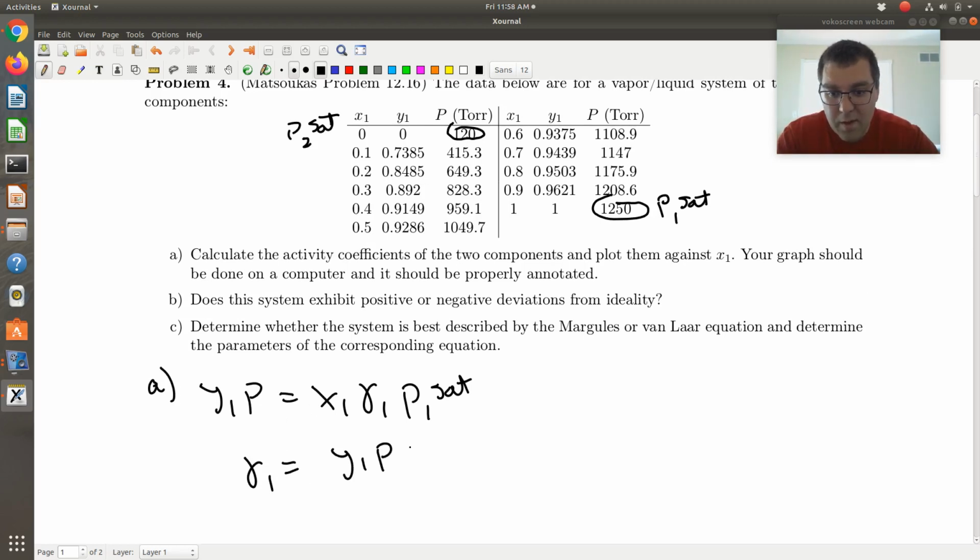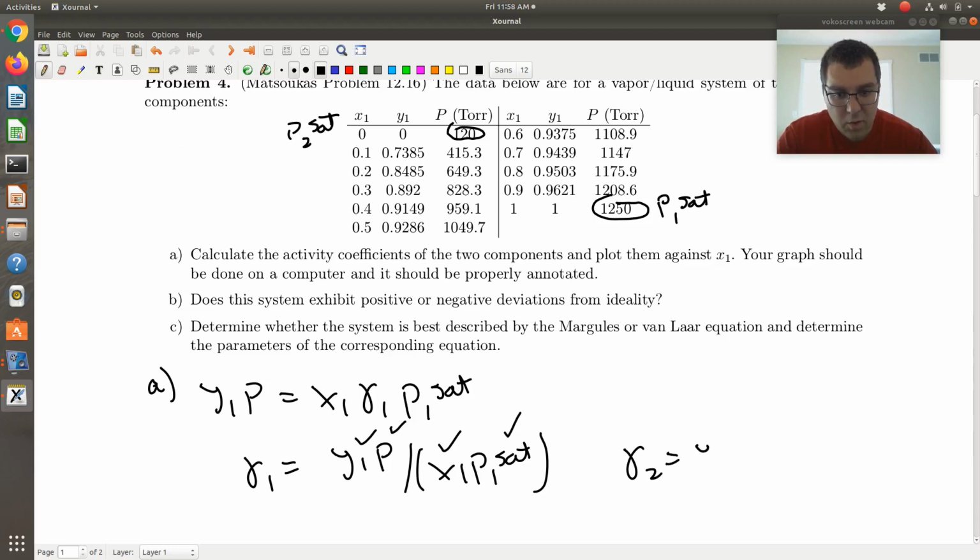gamma 1 would be equal to y1 P divided by x1 times P1 sat. Let me put parentheses right around that. So if I'm looking at, say, row 2, I know x1, I know y1, I know P, and I know P1 sat. So I can go ahead in row 2 and calculate gamma 1. Likewise, I can calculate gamma 2.